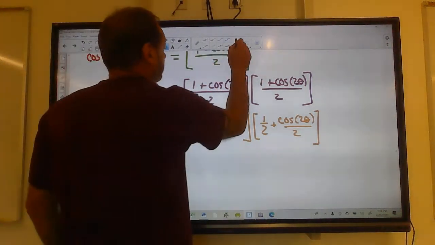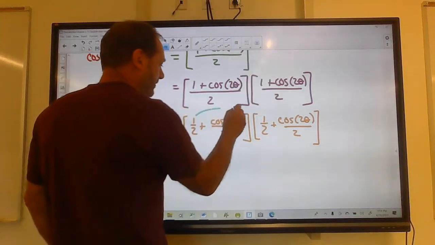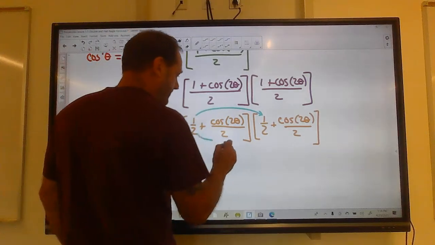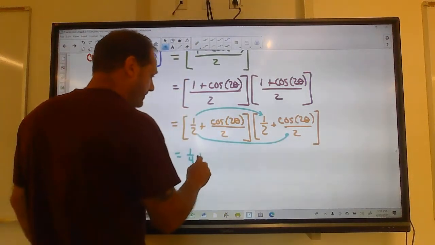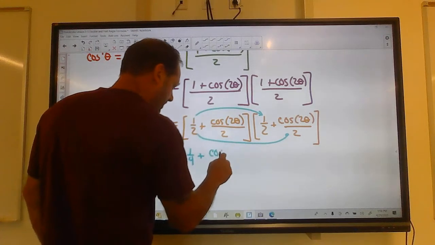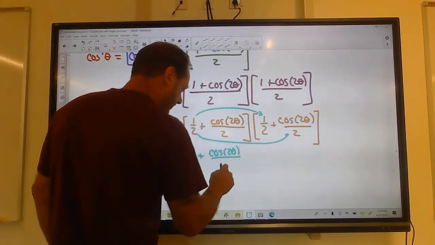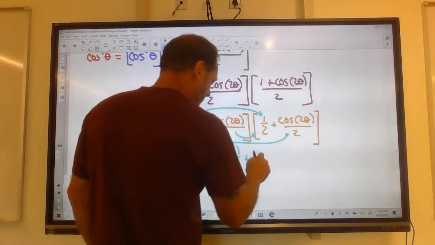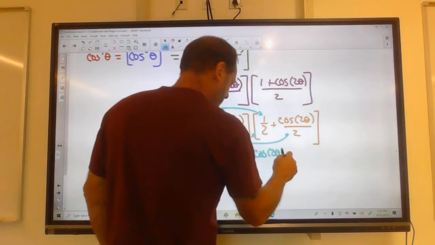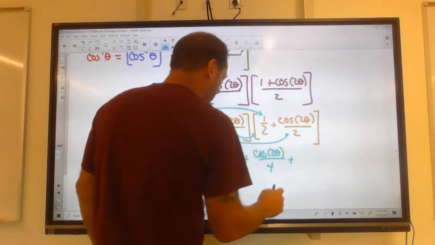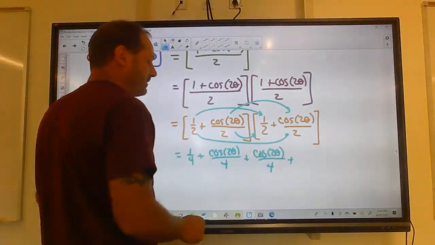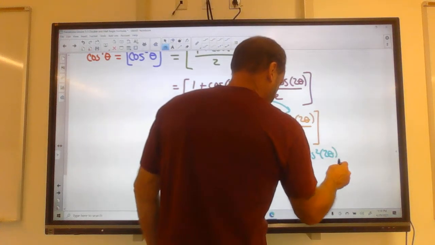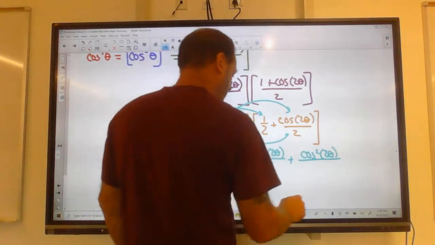Now I want to FOIL this. So first, 1/2 times 1/2, that's 1/4. Outside, 1/2 times cosine 2 theta over 2 is going to be cosine 2 theta over 4. Inside, it's going to be the same thing, cosine 2 theta over 4. And then last is going to be cosine squared 2 theta over 4.